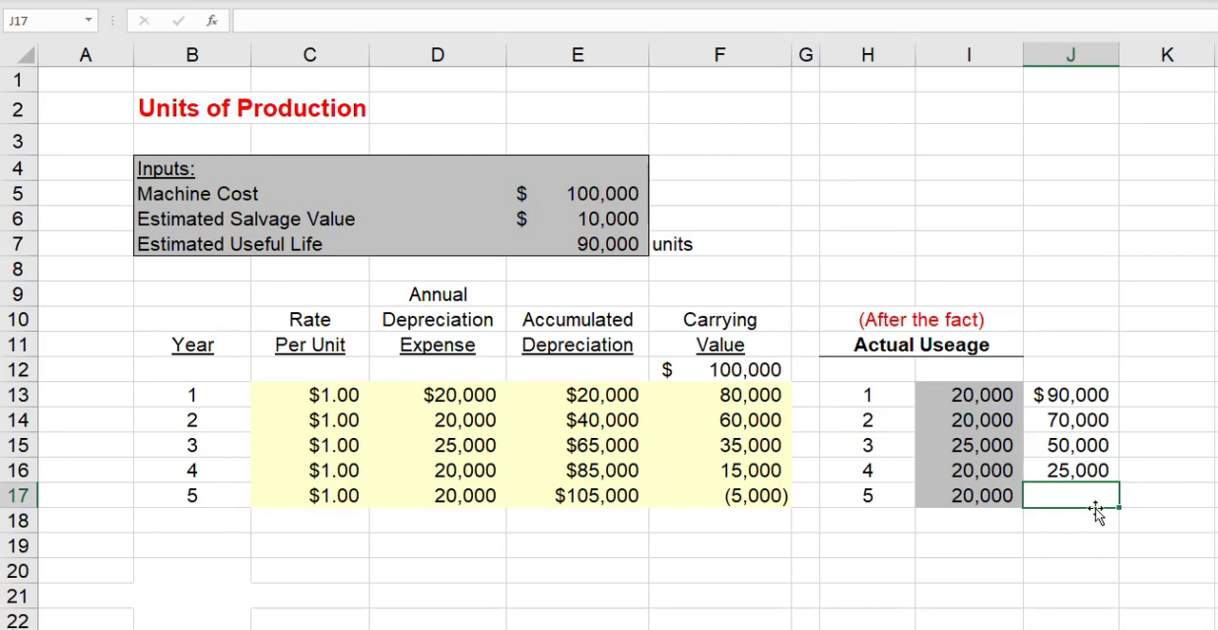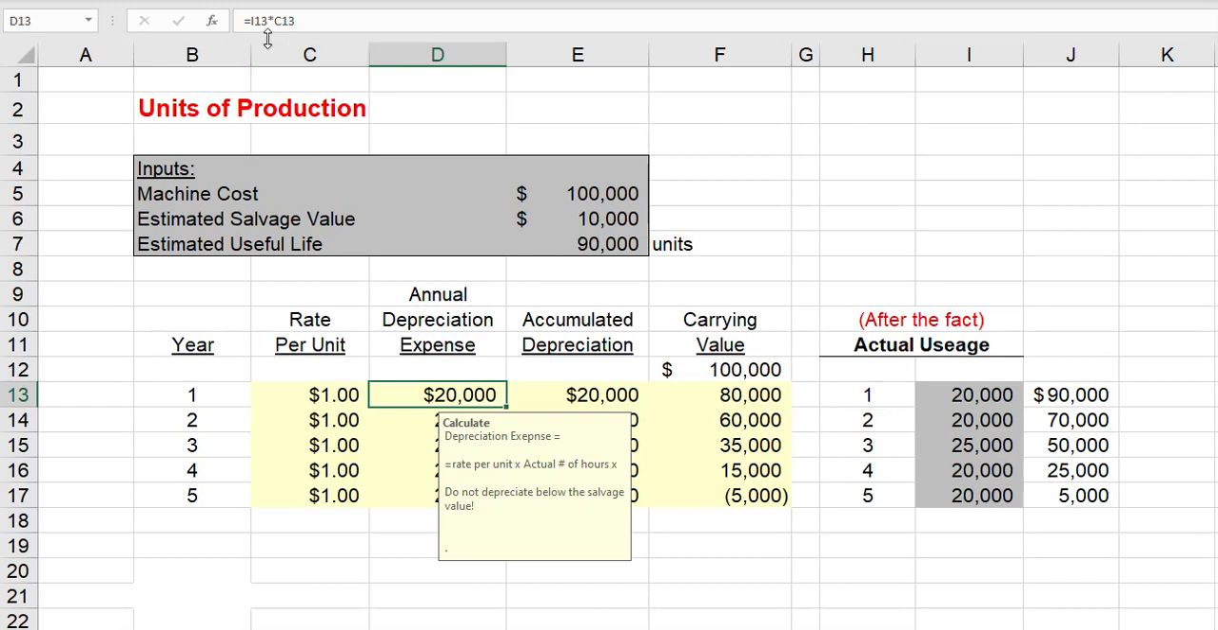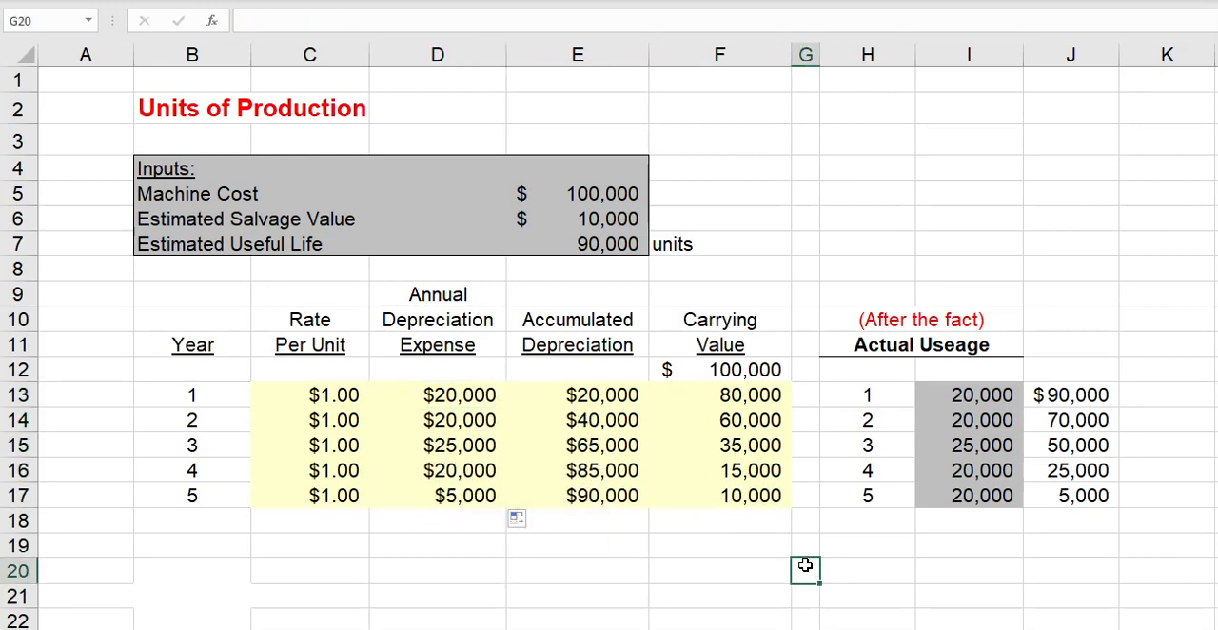In the 5th year, though, look what happens. We've got a carrying value of 15. We don't want to depreciate below 10. So the most we would want to take in depreciation expense is $5,000. So we can make use of Excel's MIN function. We're going to take the minimum of 2 things, equals the MIN of the depreciation like we would normally calculate it, or that remaining depreciable cost. Now I can copy that formula down, and I don't go below my $10,000 estimated salvage value.